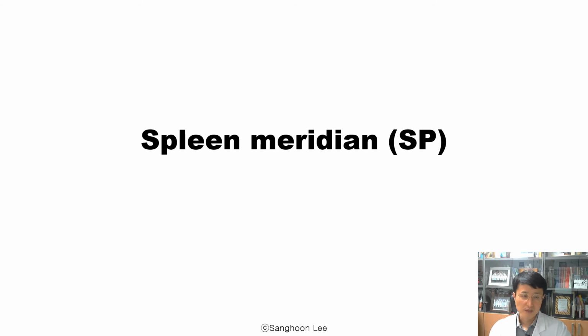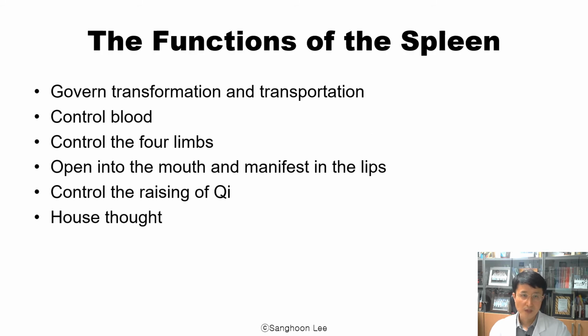Spleen meridian. The functions of the spleen: transformation and transportation. It controls blood. It controls the limbs. It opens into the mouth and manifests in the lips. It controls the raising of qi. It houses thought.